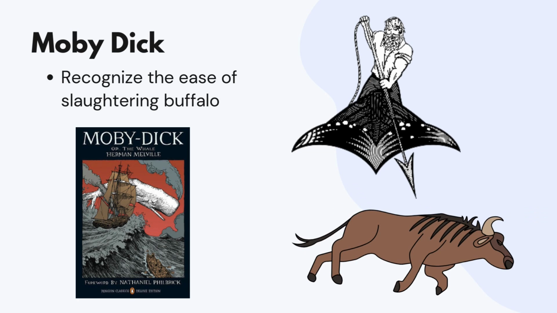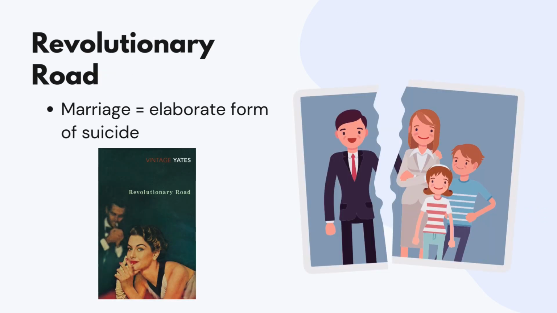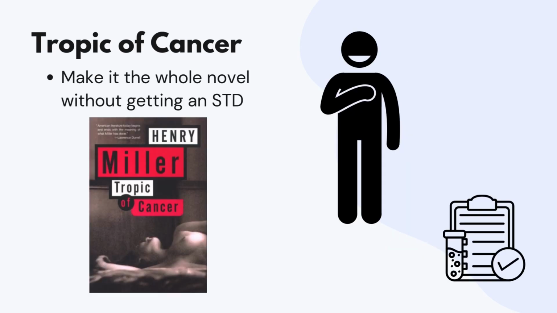In Richard Yates's Revolutionary Road, the Wheelers realize their marriage, and by extension all marriages, are just an elaborate form of suicide. It's not always negative, however. Henry Miller's Tropic of Cancer is a straightforward tale of a man who travels through the underbelly of Paris's red light districts, only to realize he doesn't have any STDs.